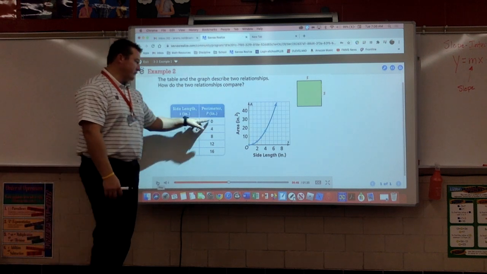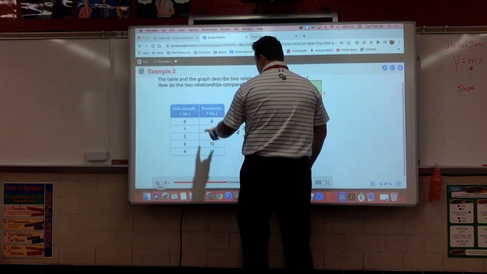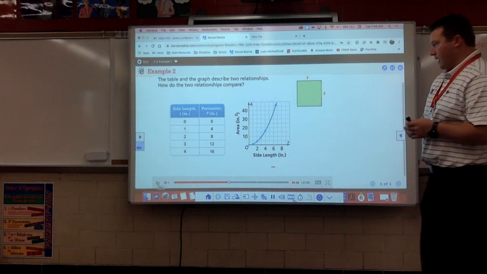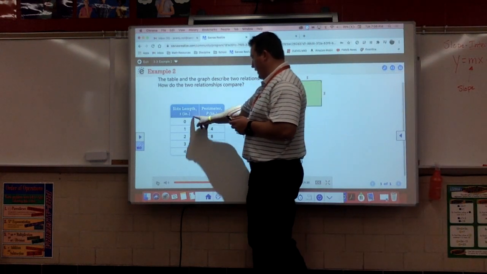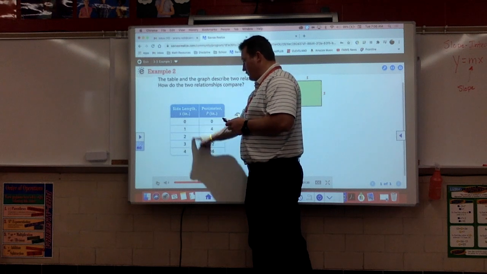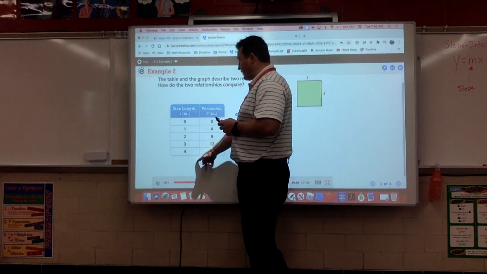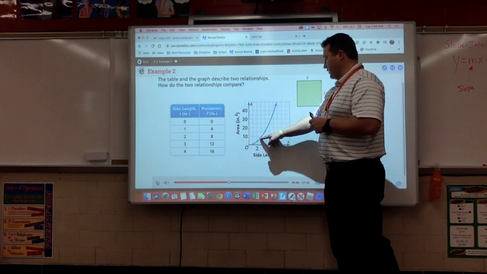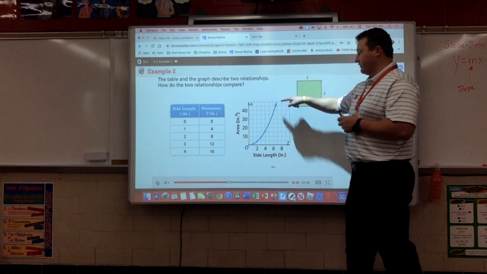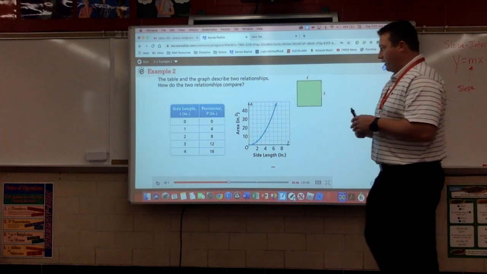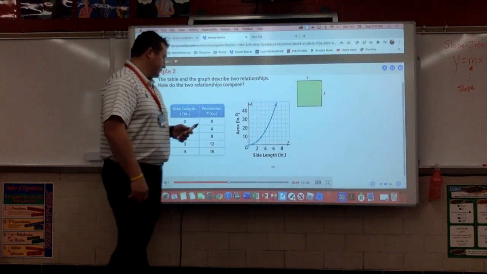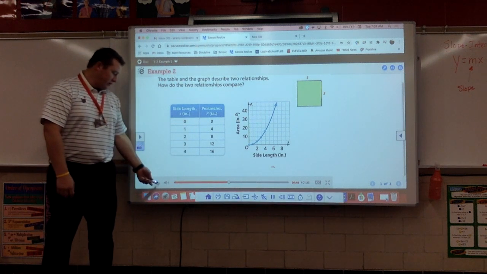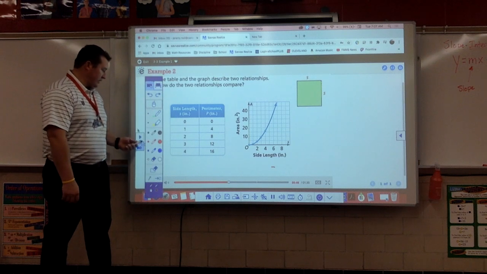Well, they both start at 0, and they're both increasing. Are they both functions? Let's look. So there are no repeating x's here. Each x value is paired up with exactly one y value. Same thing here. I can do my vertical line test. This is going to pass that. So yeah, I think both of these are functions. They have the same starting point, initial value. I wonder about their rate of change.